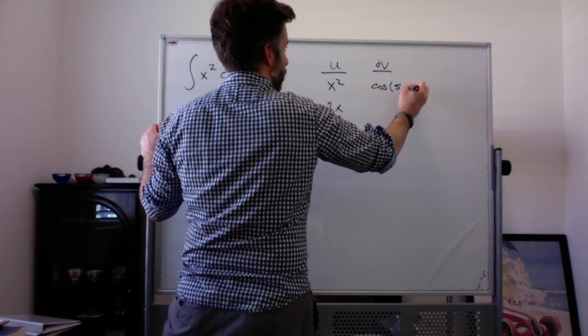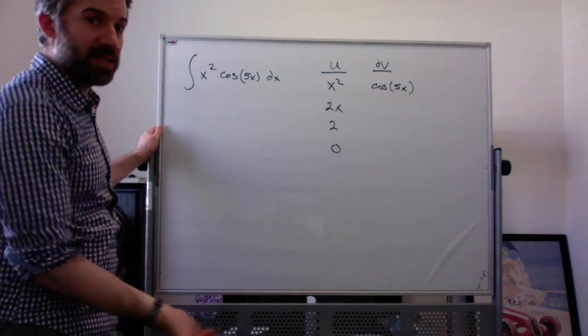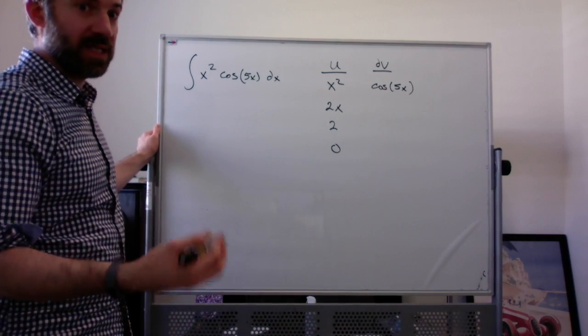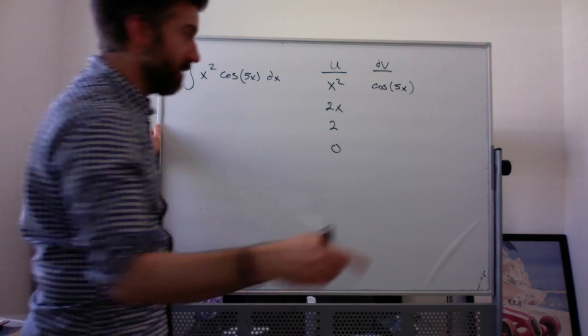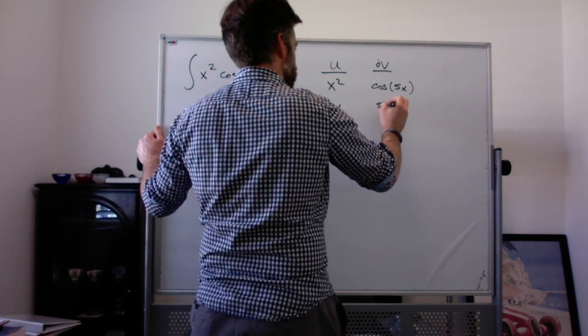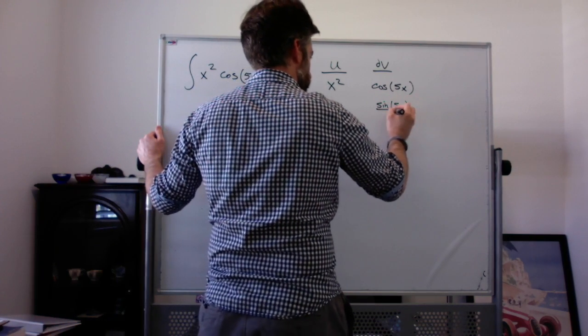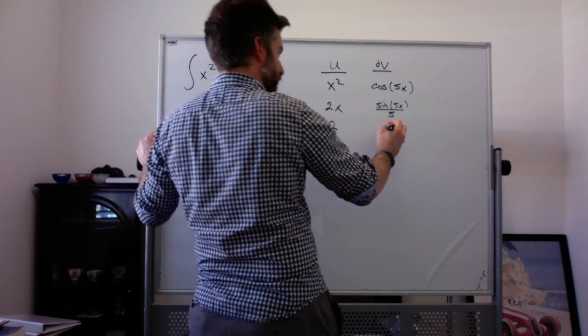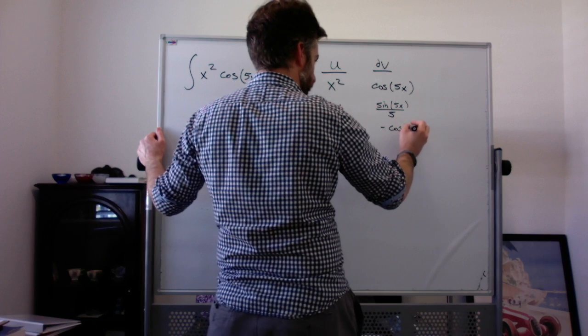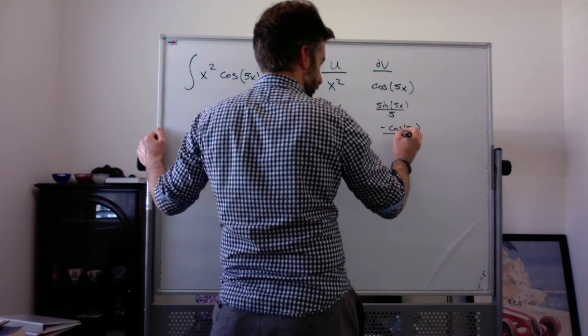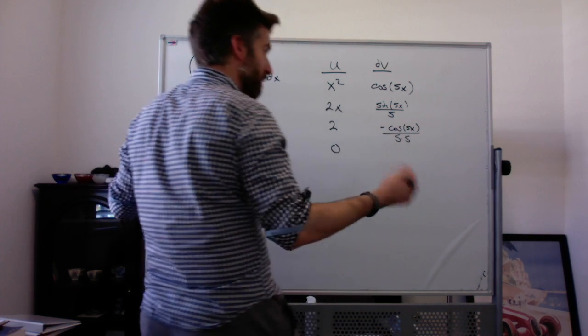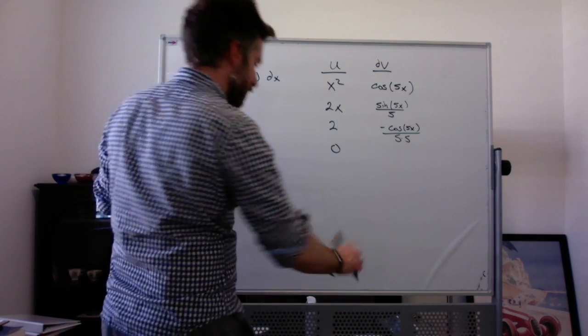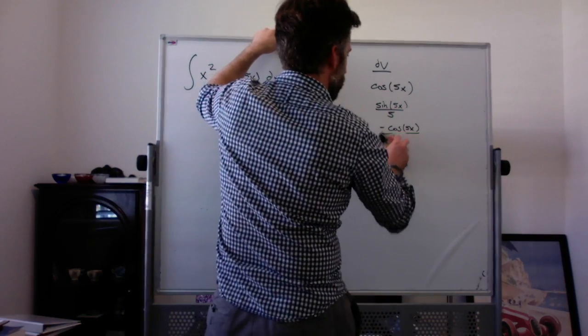Now the antiderivative of cosine of x is sine of x. The antiderivative of cosine of 5x is sine of 5x divided by 5. And the antiderivative of sine of 5x divided by 5 is negative cosine of 5x divided by 5 times 5. Right, there's another 5 down there, which is over 25. Let's probably write 5 squared, that'd be better.